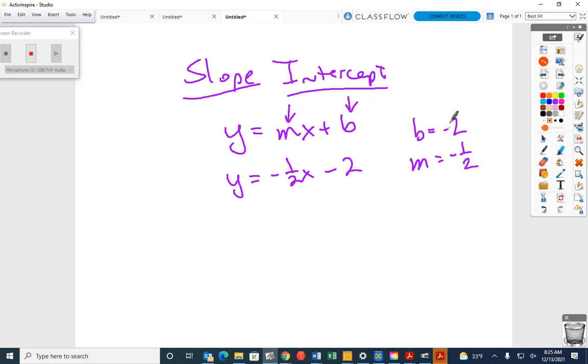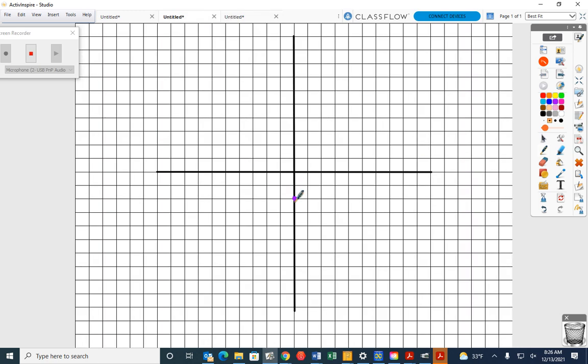What does the y-intercept mean? It's where the line crosses the y-axis. In this case, it's negative 2. What was my slope? Negative 1/2. That means I make my top one negative and my bottom one 2. So I go down and then over. Not from the origin. You start from the y-intercept dot. That's why you have to graph that first. So I go down 1 over 2, and then I make my line.